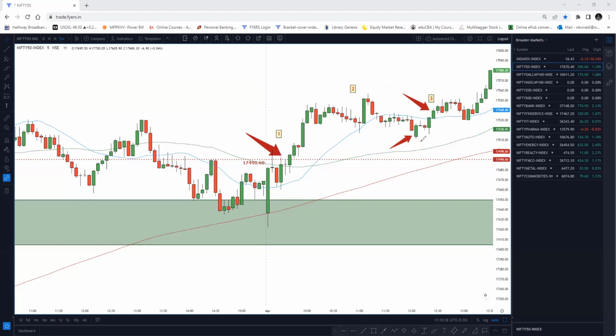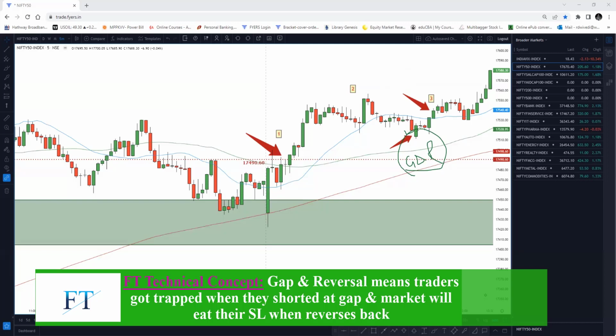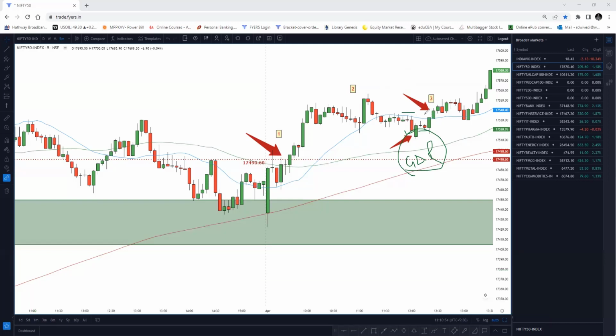As a technical concept, we call it gap and reversal. So this is a gap and reversal pattern here, right? And after it, they did not give the sellers any opportunity, and if they have kept their stop loss here, this breakout has taken all those stop losses, cleared the resistance, and that makes it a very strong breakout.